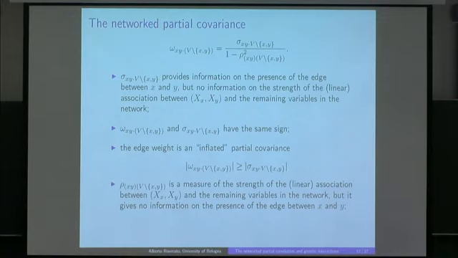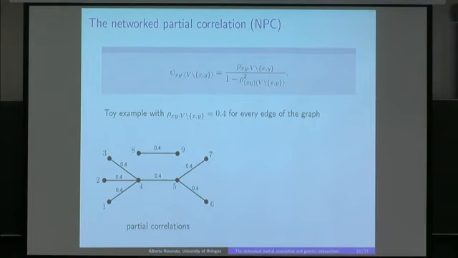And for this reason, we decided to call this quantity the networked partial covariance, because it is a partial covariance sort of embedded in the graph, right? And well, okay, when the two vertices are not connected with the rest of the network, then the weight and the partial covariance have the same value. So this also provides a very natural way to normalize the weight of an edge, because we can normalize the partial covariance, and in this way we obtain a network partial correlation.